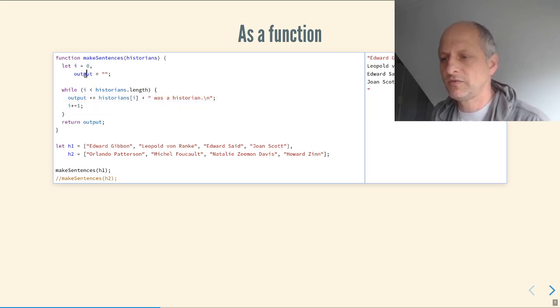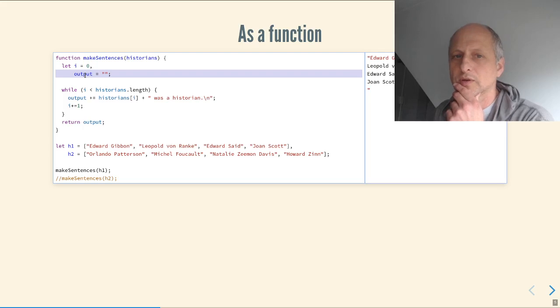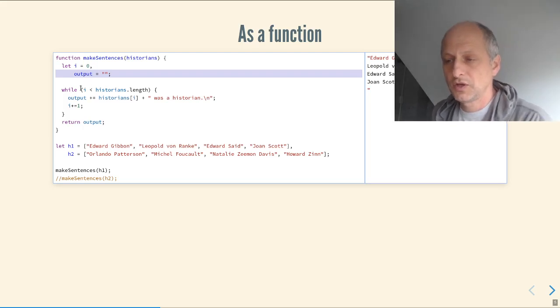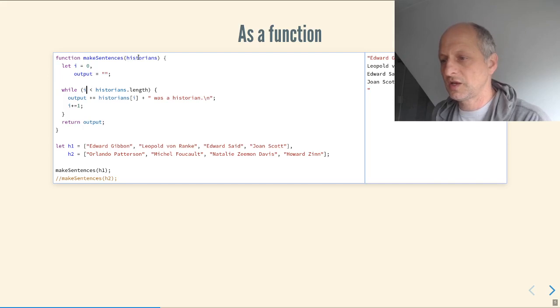but we're going to add a new variable called output, and we're going to use that to build and store our desired output. So we'll take some array and we'll iterate through the array, and each time we encounter an element of the array, we will add to our initial string, which begins as an empty string, the ith element of historians was a historian. And this is kind of important for your homework.